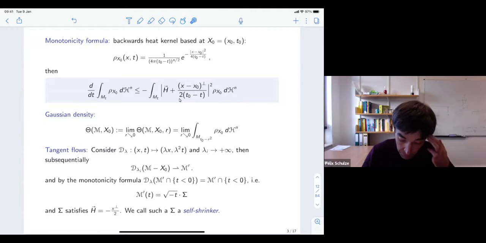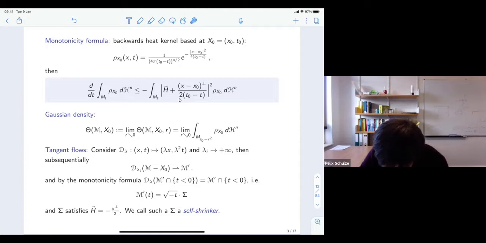And one can then show, for example, using the compactness theorem for Brakke flows, that you can actually find a weak limit here. You have natural area bounds, you can blow up and get a weak limit, which again is a Brakke flow. So these natural area bounds are enough.